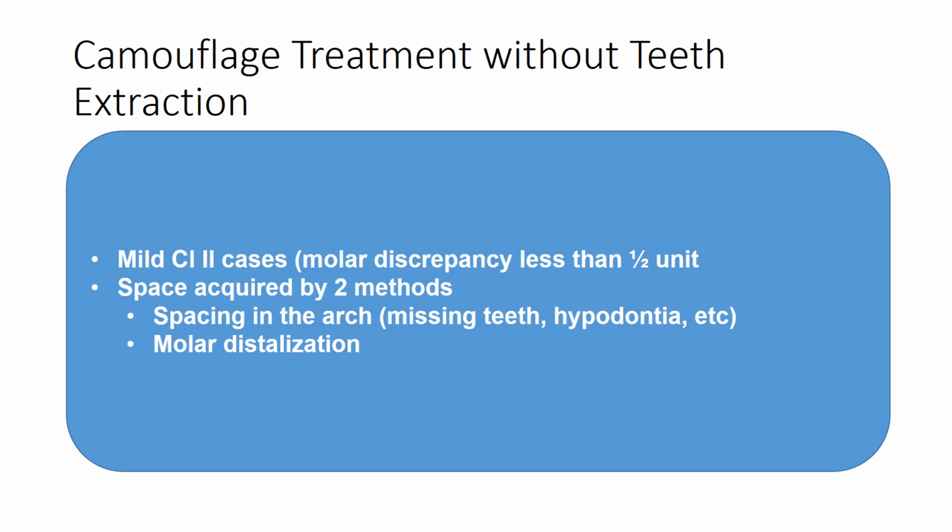Now the space is acquired by two methods. If there is spacing in the arch due to missing teeth, hypodontia, etc., this spacing can be utilized for overjet reduction. Now the other method is to do molar distalization.